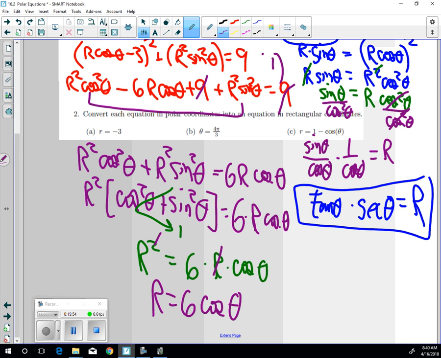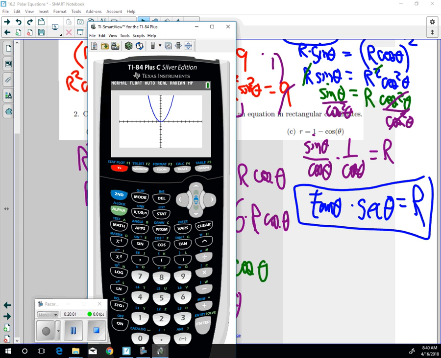And that should get you this shape. Let's take our calculators and check it out. Let's see what 6 cosine theta looks like.